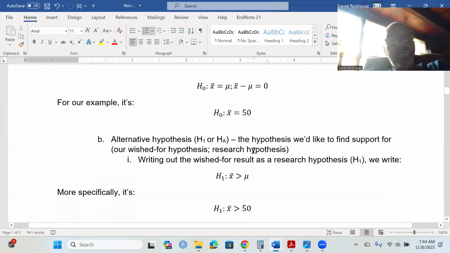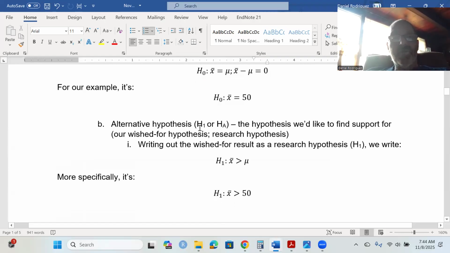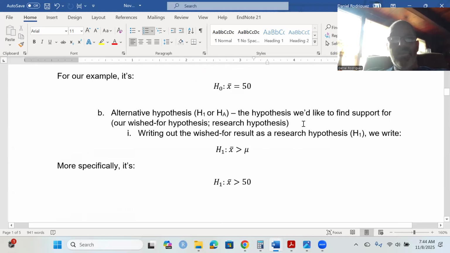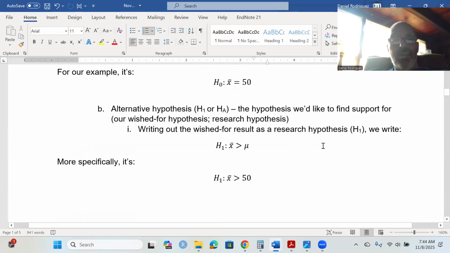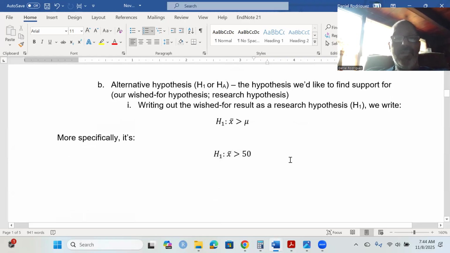Or we could write it like this too. Sample mean is equal to 50 because that's our population. You could write it out as long as you communicate your intent. Our alternative hypothesis, which we either write as H sub 1 or H sub A, you can see it either way. This is our research hypothesis, our wished for hypothesis, what we're hoping to find, right? So if we write it out symbolically, we'd have our sample mean is greater than the population mean. Or we could write it as our sample mean is greater than 50.